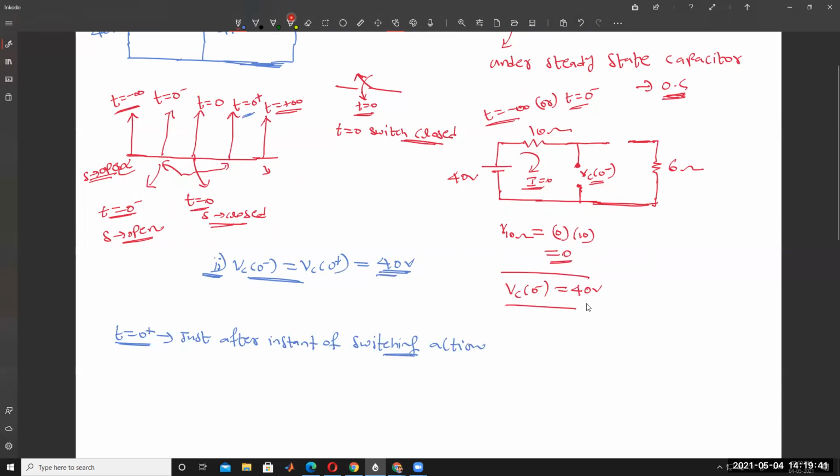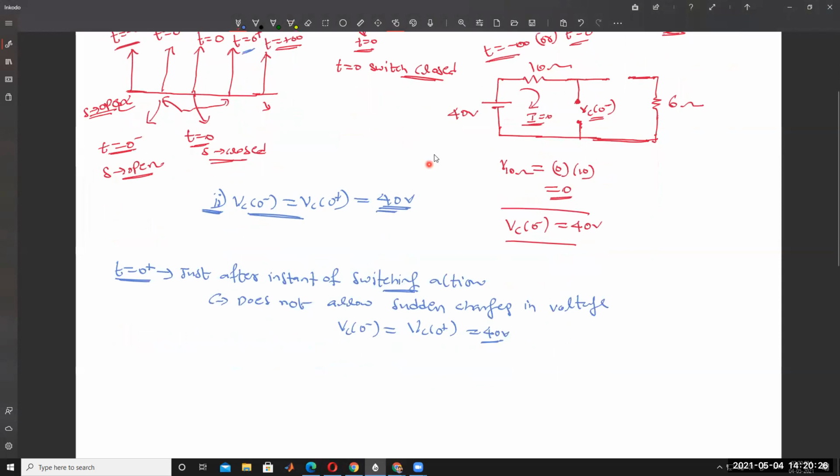Capacitor does not allow sudden changes in voltage because of the principle of conservation of charge. Right? So that's why VC of 0 minus is equal to VC of 0 plus, that is equal to 40 volts according to the principle of conservation of charge. Understood?